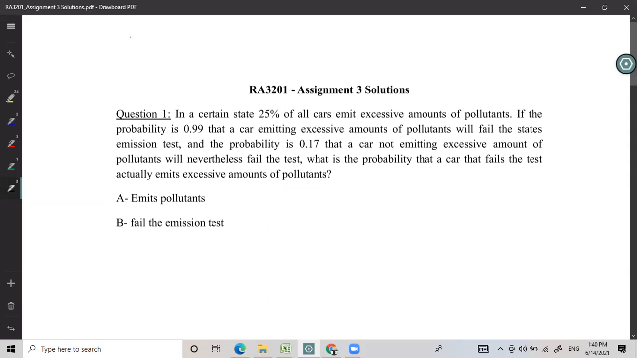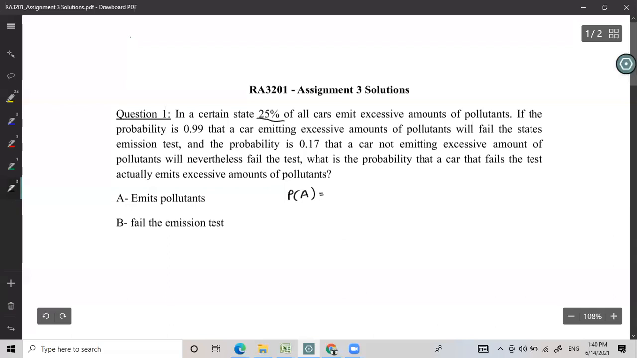Okay. So your known fact is that whether the car actually emits pollutants or not, because it is given that 25% of all cars emit pollutants. Okay. So you have two possibilities: passing the test given the car emits pollutants, failing the test given that, or the other one. If you have 25% of cars emit the pollutants, that means the rest, 75% of cars, will not emit excessive amount of pollutants. Okay. So let's write down the probabilities.